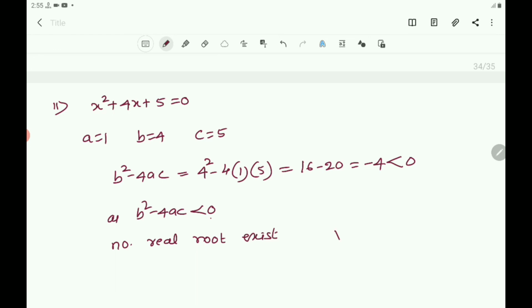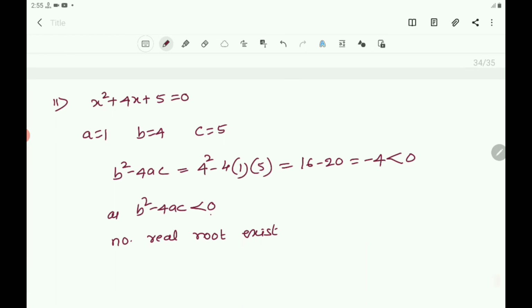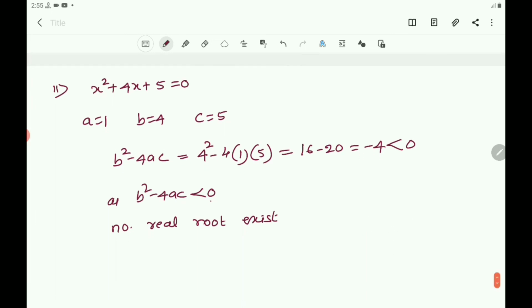Because you know that square root of b square minus 4ac becomes square root of minus 4, and the square of a real number cannot be negative. If you square it, it cannot become minus 4. Therefore the square of a real number is always positive and a real root will not exist here. Therefore there is no necessity of finding the roots.